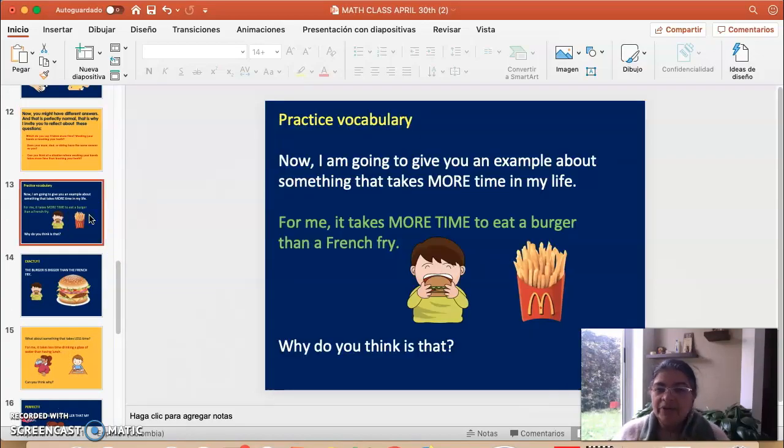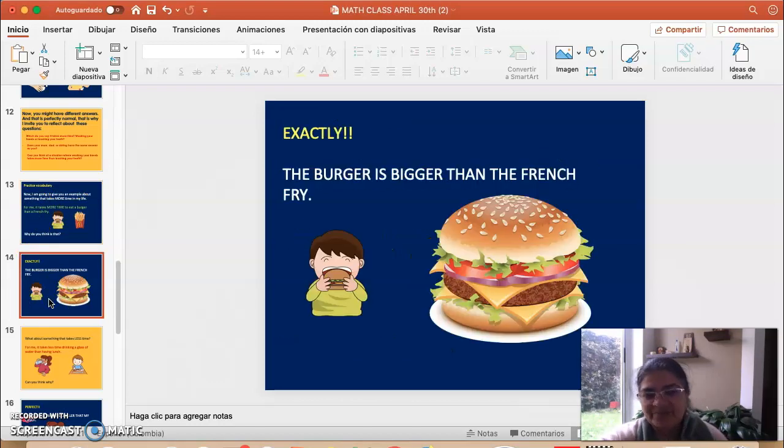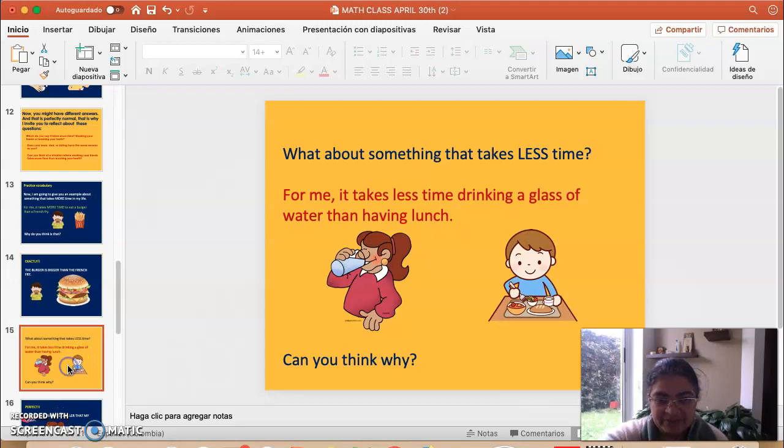Now, we're going to practice a little bit more the vocabulary that we learned today. Takes more time or takes less time. So, for example, more time. In my case, it takes more time to eat a burger than a French fry. But do you know why? Okay, that's right. That is because of the size of the burger. So if the hamburger or the burger is bigger than the French fry, that means that I will take more time to eat it.